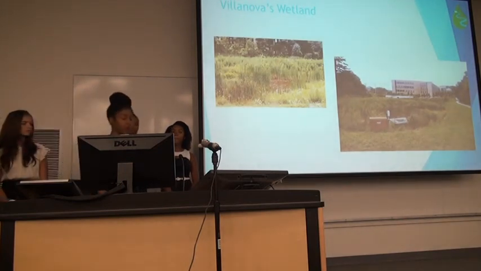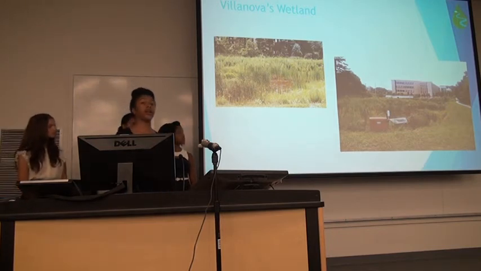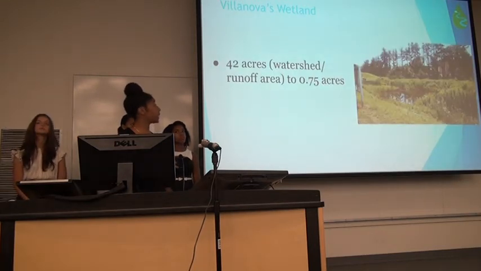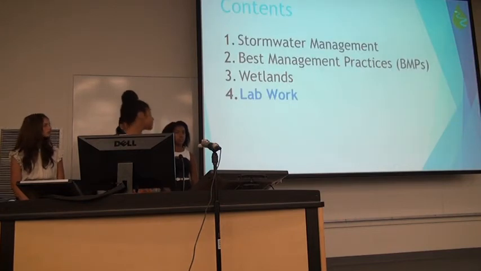Here are two photos of Villanova's wetland. This structure down here on this picture to the right is called a weir, and that helps to control the flow of the water going through the wetland. And Villanova's wetland, the drainage system that flows into the wetland covers 42 acres on the campus, and the wetland itself is 3/4 of an acre.